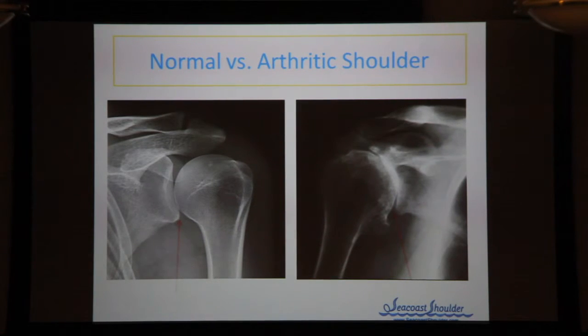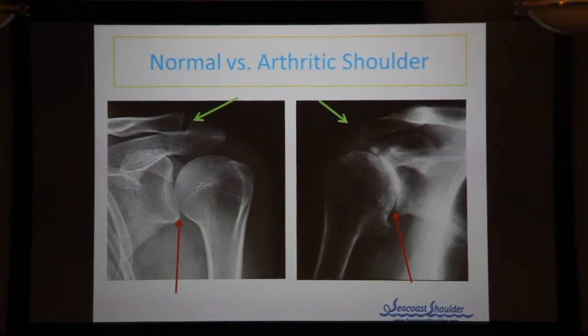So these are x-rays of what an arthritic shoulder is. On the left, you have a nice normal space. On the right, the space between the bones is gone because the cartilage has worn away and you're bone on bone. You can even appreciate it in the little AC joint up above. Maybe hard to see on the right side, but you can see a normal space on the left, and on the right, the cartilage has worn away, you're bone on bone.